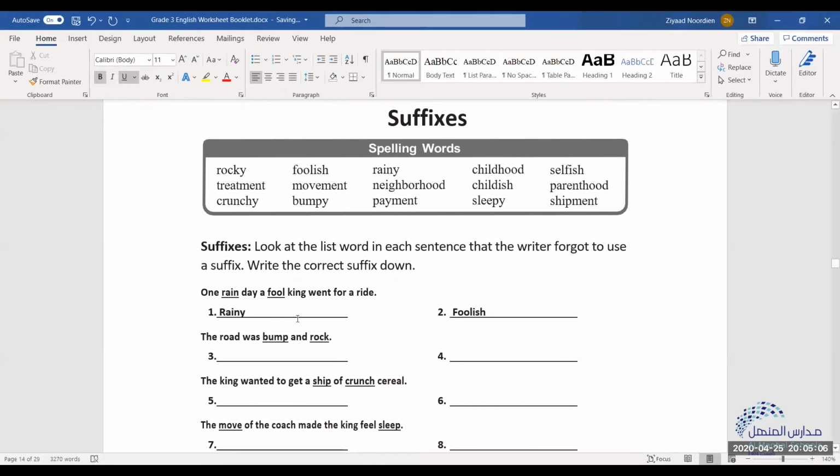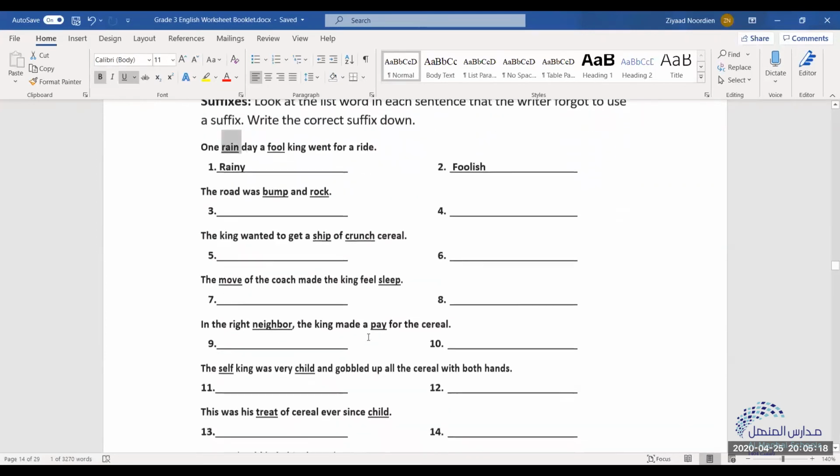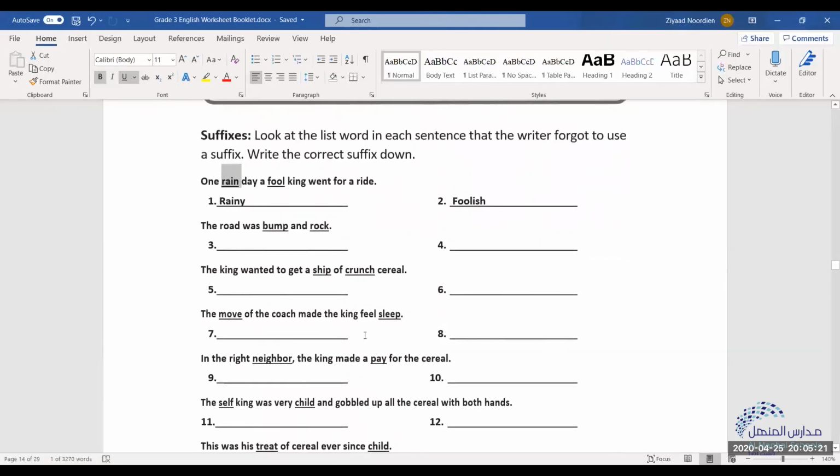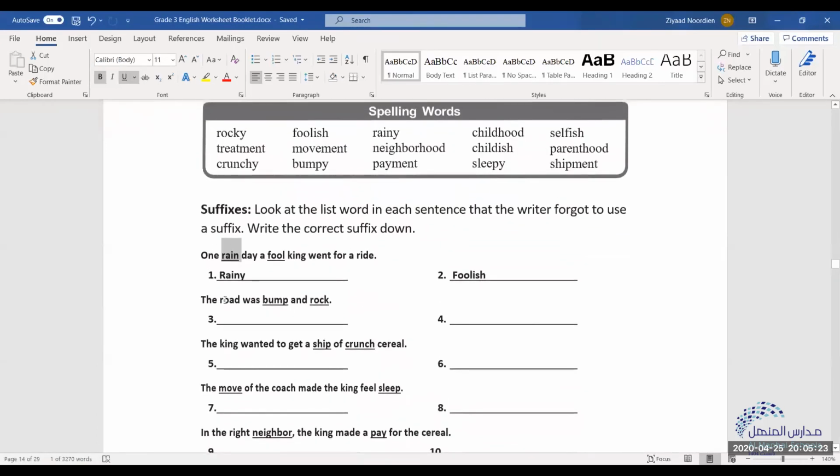That is what we need to do. It's a simple instruction: look for the list word that matches this word, but with its suffix, to correct the mistakes in the sentences. Numbers 3, 4, up until number 15 have exactly the same structure. Here we have, the road was bump and rock. The road was bump. Let's see our list words. We've got the word bumpy. There we go. We've got a Y for the suffix, so our list word would be bumpy.